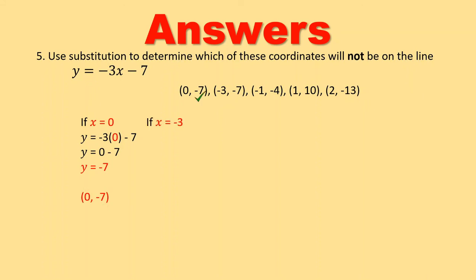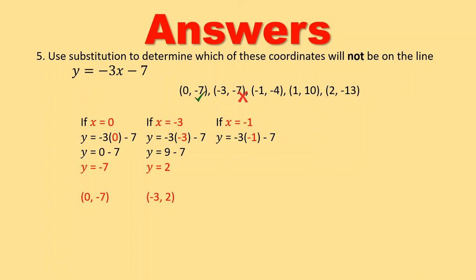If x is equal to negative 3, substitute that into the equation. Y equals negative 3 times negative 3 minus 7. A negative times a negative makes a positive, so that'll be 9 minus 7, which is 2. The point negative 3, 2 is on the line, not negative 3, negative 7. So that one's wrong.